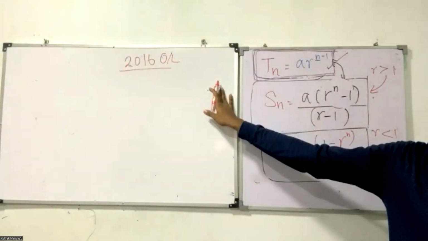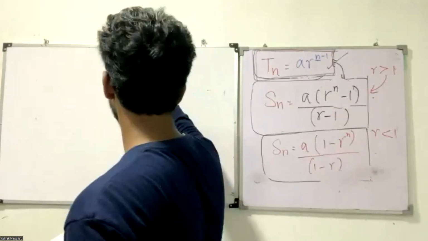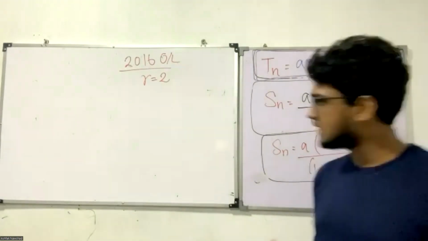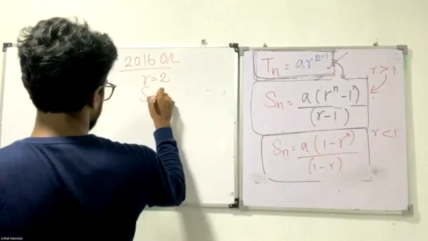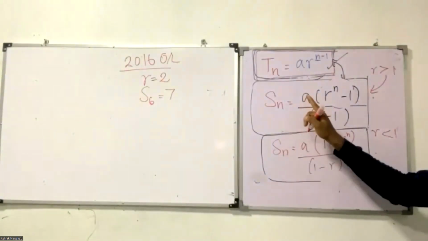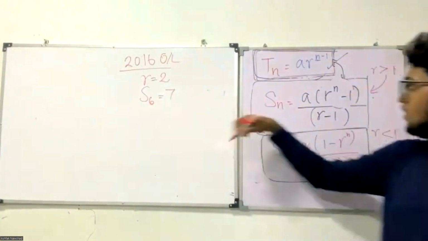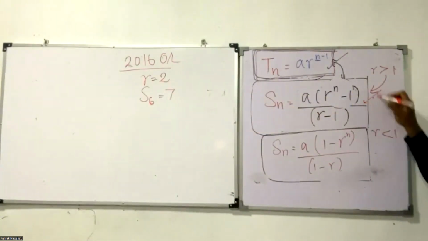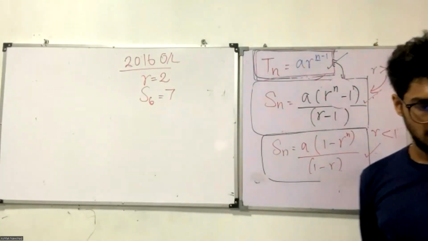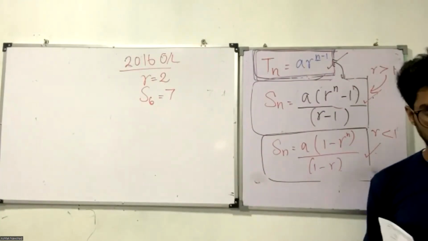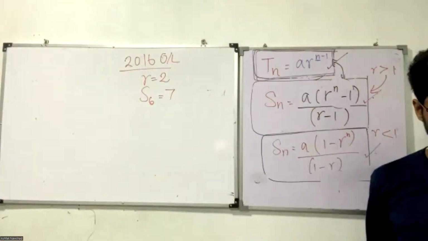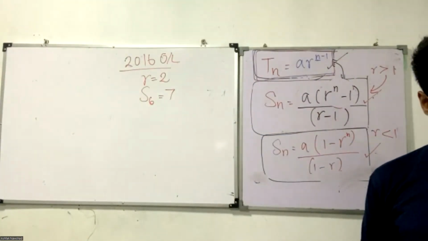See, the common ratio of a geometric progression is 2. So note it down, the ratio is 2. And then the sum of the first 6 terms is 7. S6 is 7. So we know the ratio. Now let me know, are we going to use the second formula or the third formula for Sn? We definitely have to use Sn at some point, since they have given us the sum. Are we using the first or the second?